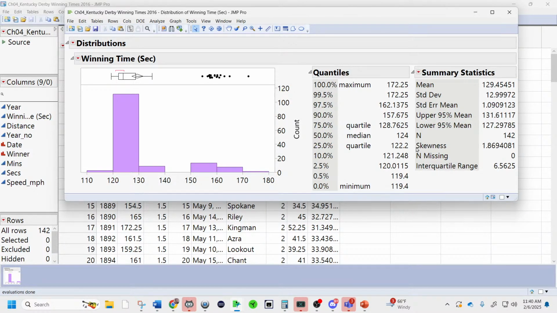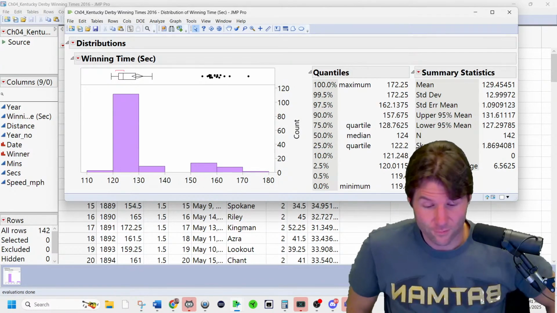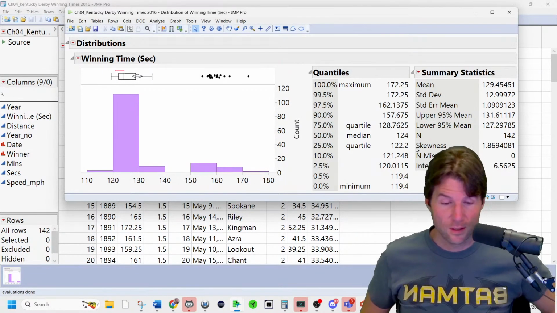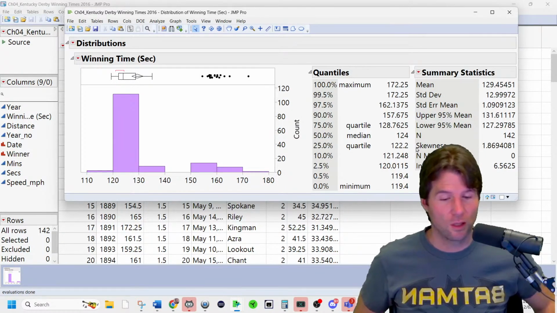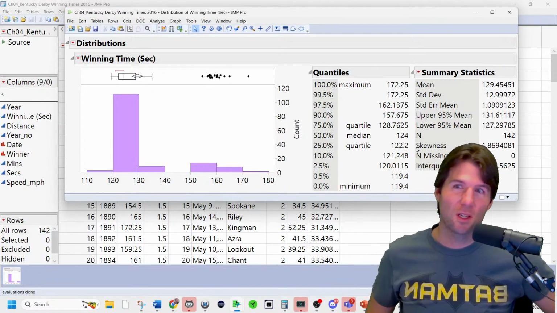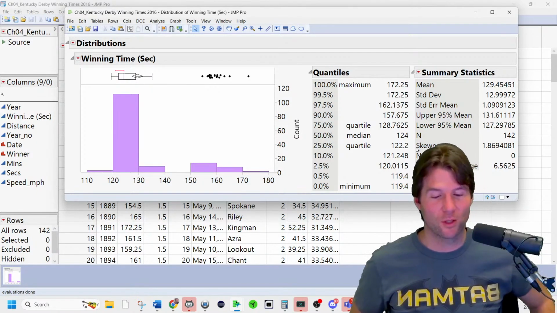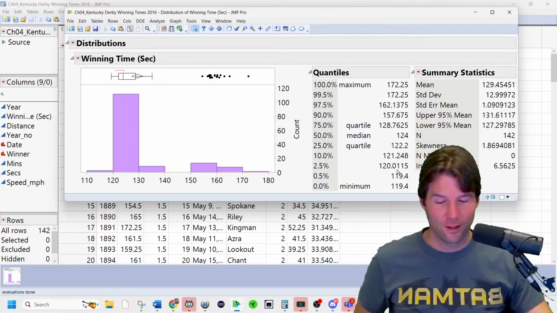So how is this interpreted? The range of the middle 50% of horse races starts from 122.2 and goes up to 128.7625. This means the middle 50% of horse races have a range of 6.56 seconds. That's pretty small. A lot of Kentucky Derby races take about 2 minutes, just a little over 2 minutes. What if you told your friend, I bet the Kentucky Derby this year will last between 120 seconds to 130 seconds? You'd encompass a lot of the data.